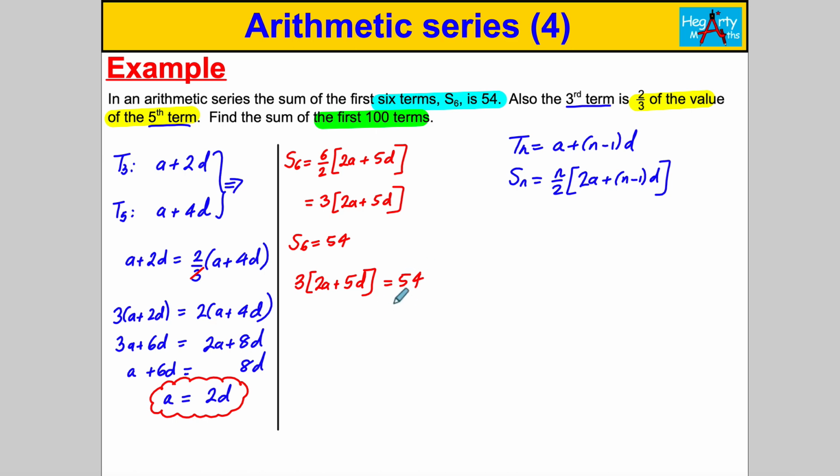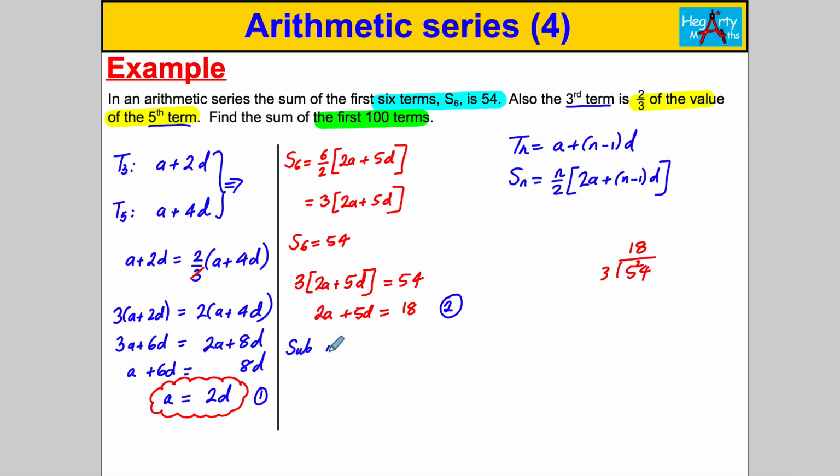Now I can divide both sides by this 3. 54 divided by 3. 3 goes into 5 once, remainder 2. 3 goes into 24 8 times. So dividing both sides by 3, I get 2a plus 5d is equal to 18. Now, we have a formula there and a formula there. Both have a and d in it, 2 unknowns, and we've got 2 different equations. So we can use these to find a and d.